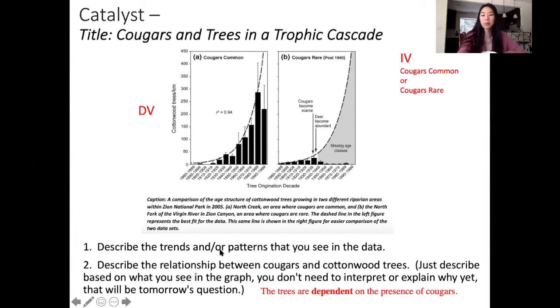That means that if you look at graph A, when there are cougars, you would put more trees or an increased number of trees. And I already talked about this term right here, tree origination decade. It referred to when the tree was, quote, born, not the time period of when they're collecting data.